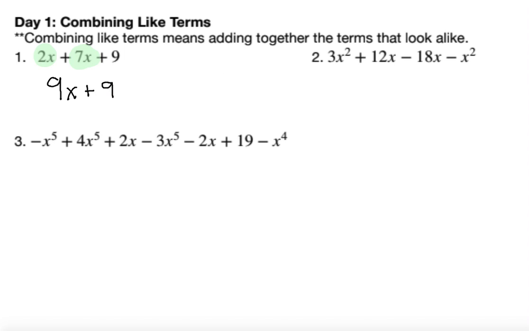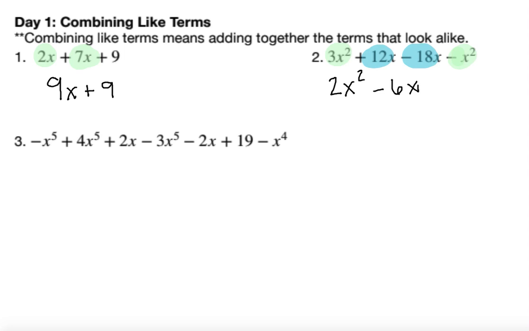And number 2, I've got 3x squared plus 12x minus 18x minus x squared. So I've got a couple of different like terms. I've got 3x squared and negative x squared, and then I've got 12x and negative 18x. And so 3x squared minus x squared will give me 2x squared. And 12x minus 18x will give me negative 6x.